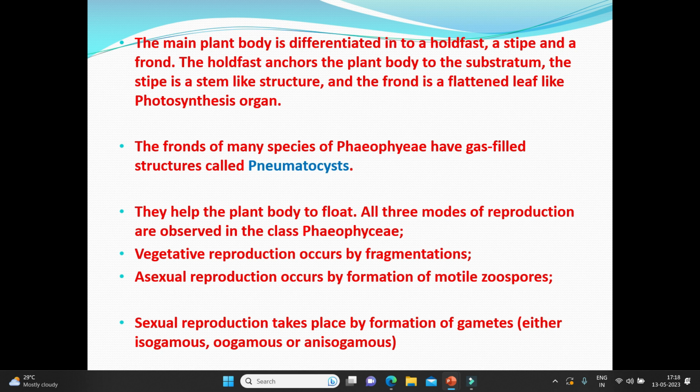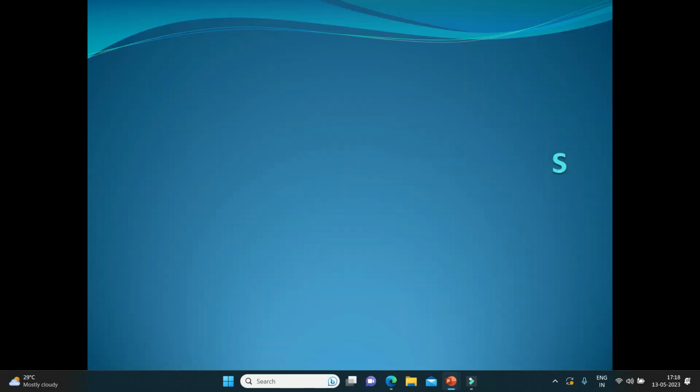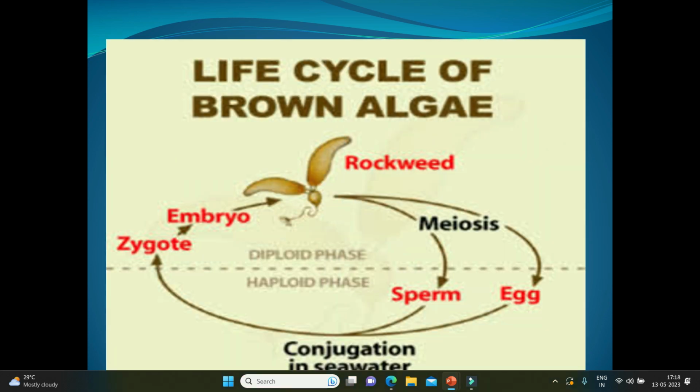So next, the main plant body is differentiated into a holdfast, a stipe and a frond. The holdfast anchors the plant body to the substratum, the stipe is a stem-like structure, and the frond is a flattened leaf-like photosynthetic organ. The fronds of many species of Phaeophyceae have gas-filled structures called pneumatocysts. They help the plant body to float.